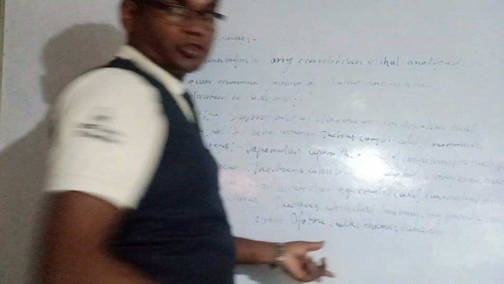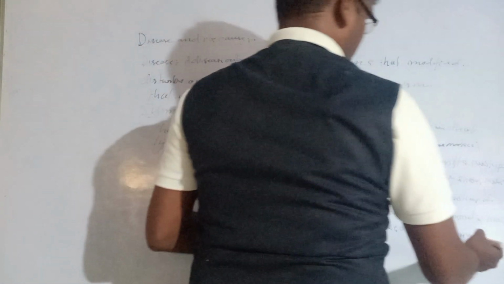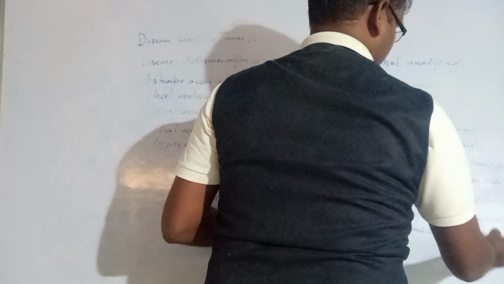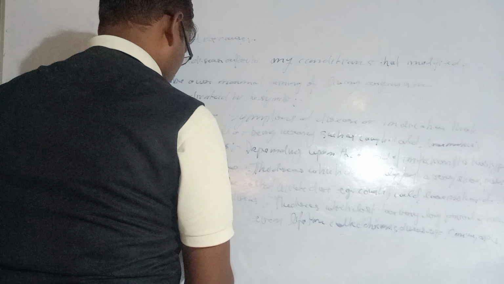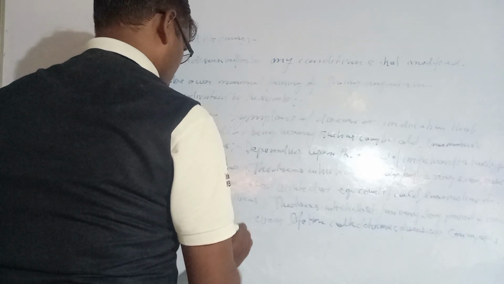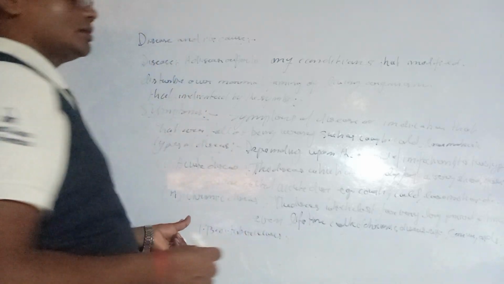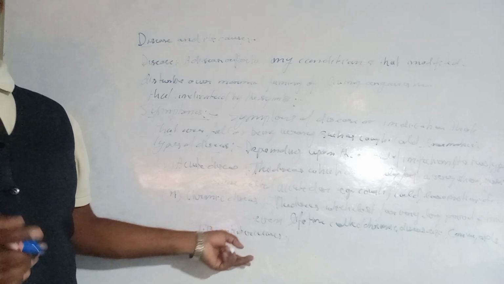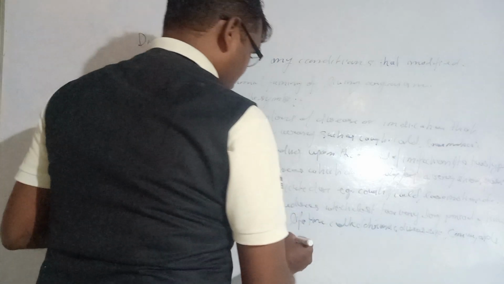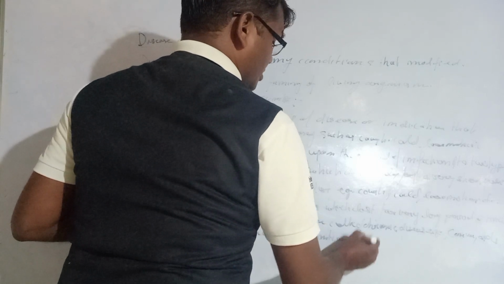If we take examples of these types of disease, we can say cancer, AIDS, TB, that is tuberculosis, and also elephantiasis.